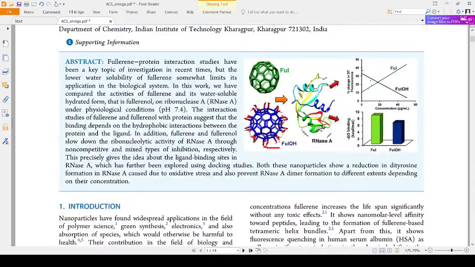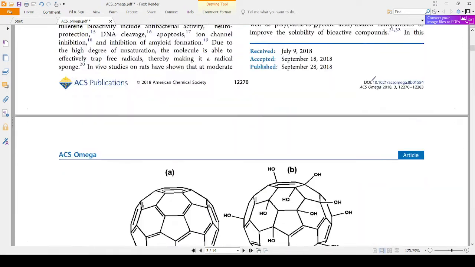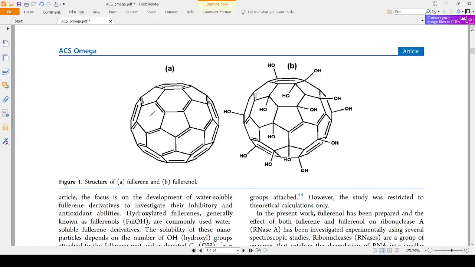Now, talking about this protein, this paper shows that it is generally associated with cleaving of RNA and is one of the very common proteins within our body. This protein has 6 tyrosine residues, shown here, and no tryptophan. This tyrosine residue serves as one of the important outcomes in this paper. As we are discussing, this is fullerene, generally known as C60, and this is fullerenol with different hydroxyl groups attached to it.